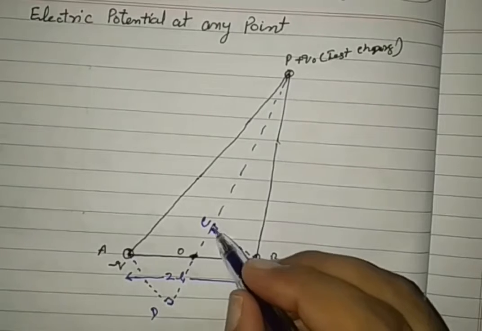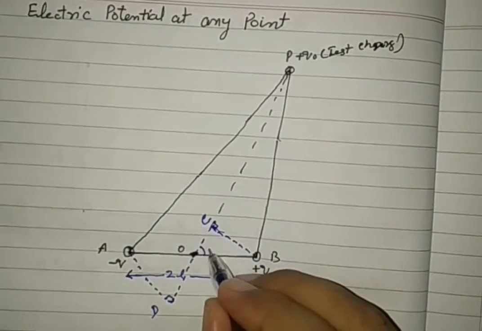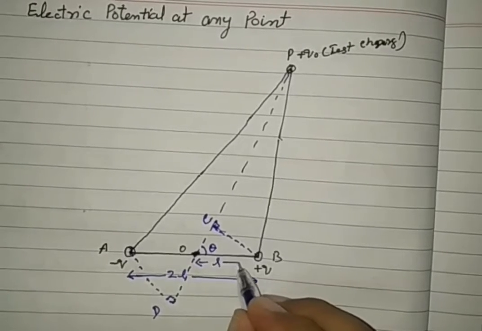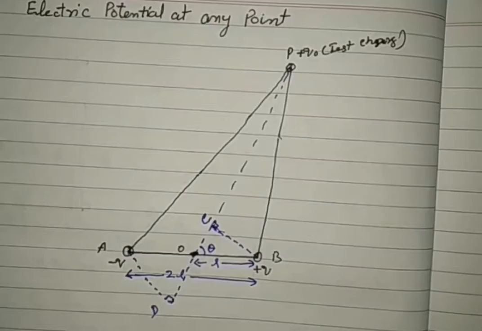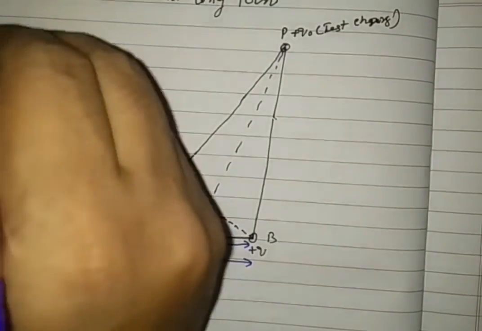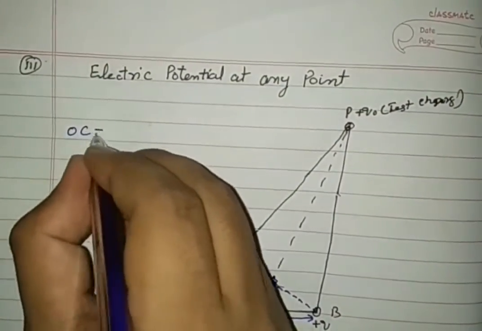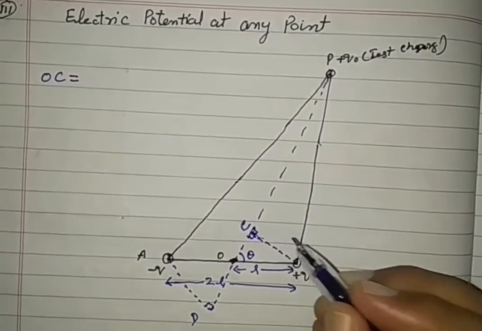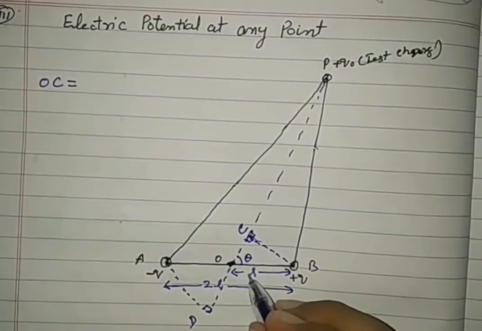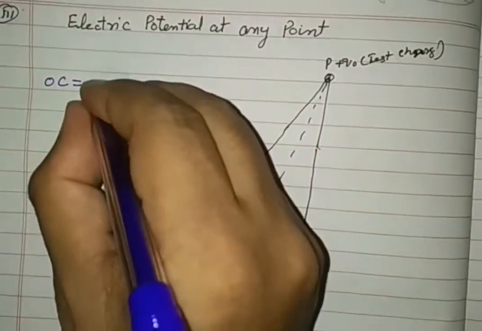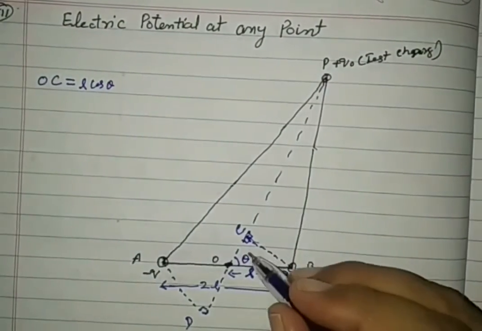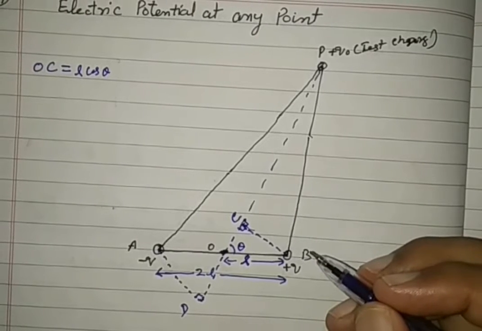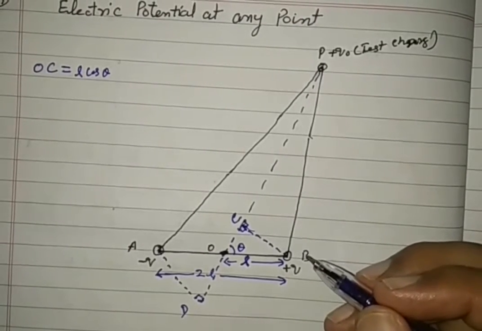When we draw a perpendicular on it, let this angle be theta, and this side OB is L, because both together are 2L. In that condition, we may write OC is equal to L cos theta. This is a 90 degree right angle triangle. See very carefully here in this diagram, OC is equal to L cos theta.